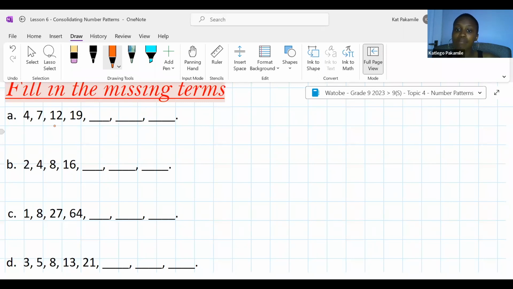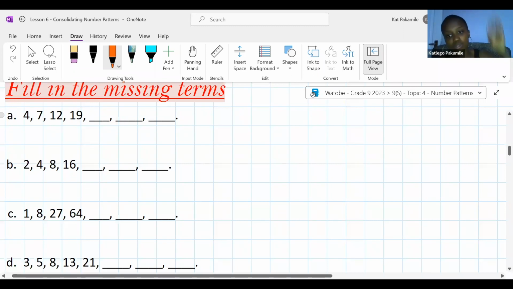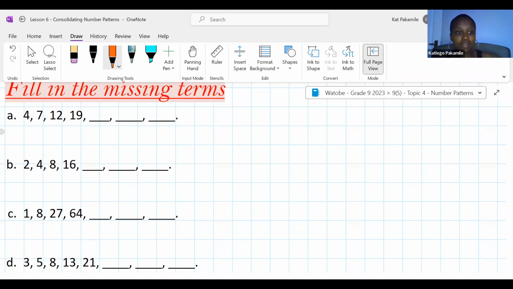Nope. You add odd numbers. N times 2 minus 1. That cannot work. But remember, in times say we're not doing the general formula, we're just doing the next number. How do you get from this one to the next one? So Tammy says you add odd numbers. Let's check. Okay, 4 to 7, we add 3. 7 to 12, we add 5. 12 to 19, we add 7.